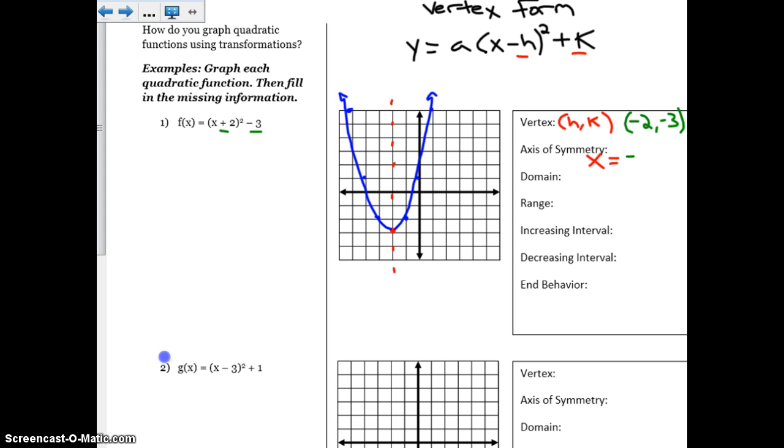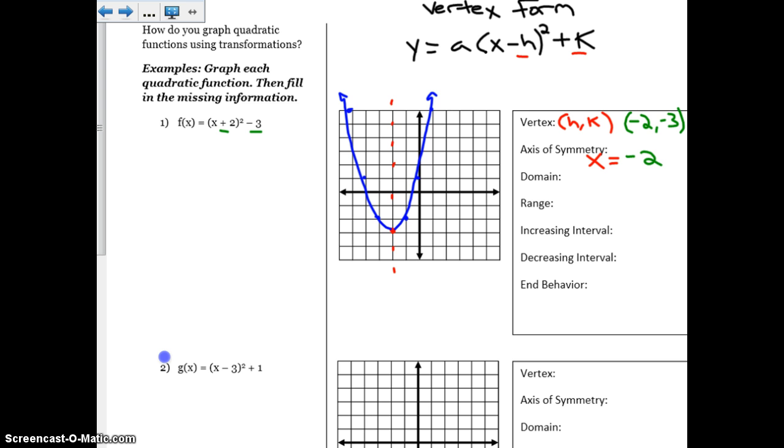So the axis of symmetry's equation is x equals -2. Okay? Now, we've done domain and range before with absolute values and linear functions. Well, we're going to do it with quadratics also. So let's talk about the domain first, our list of x values.